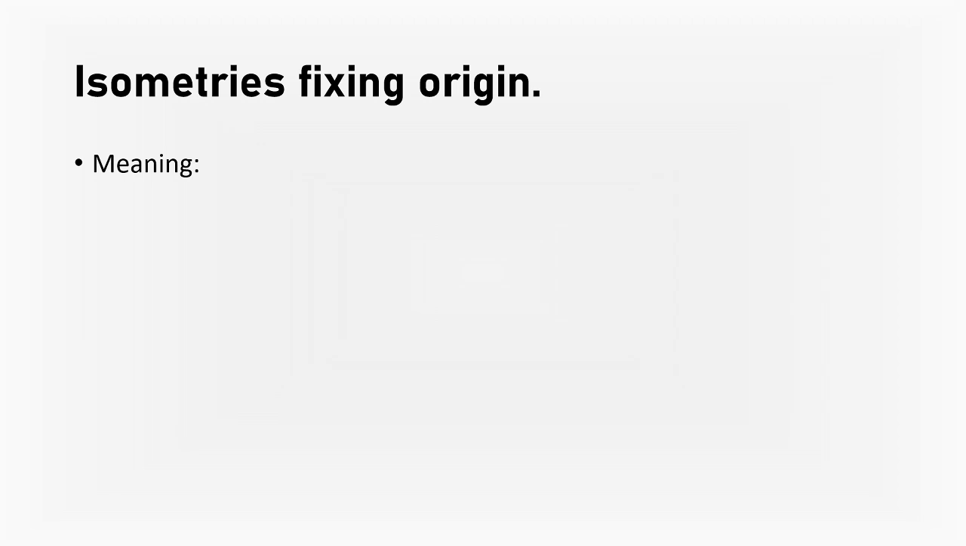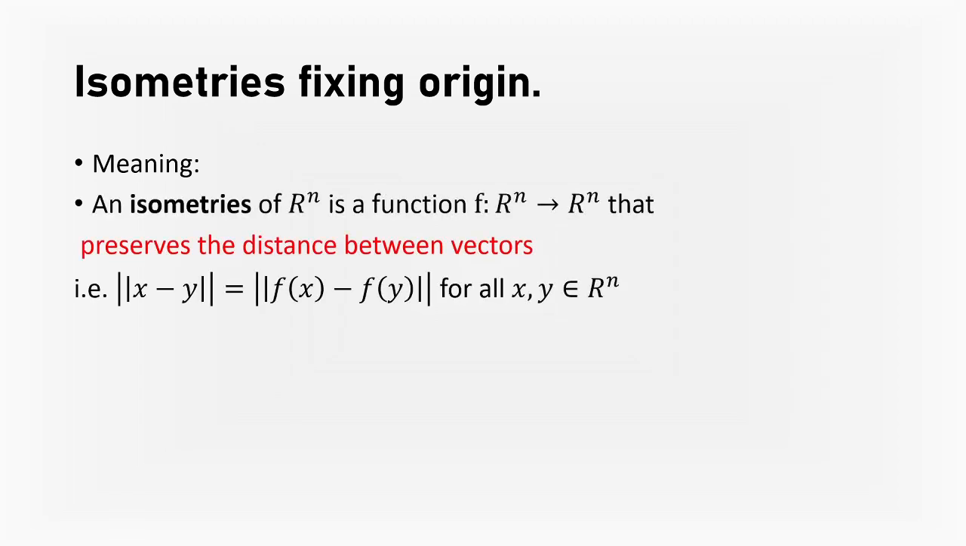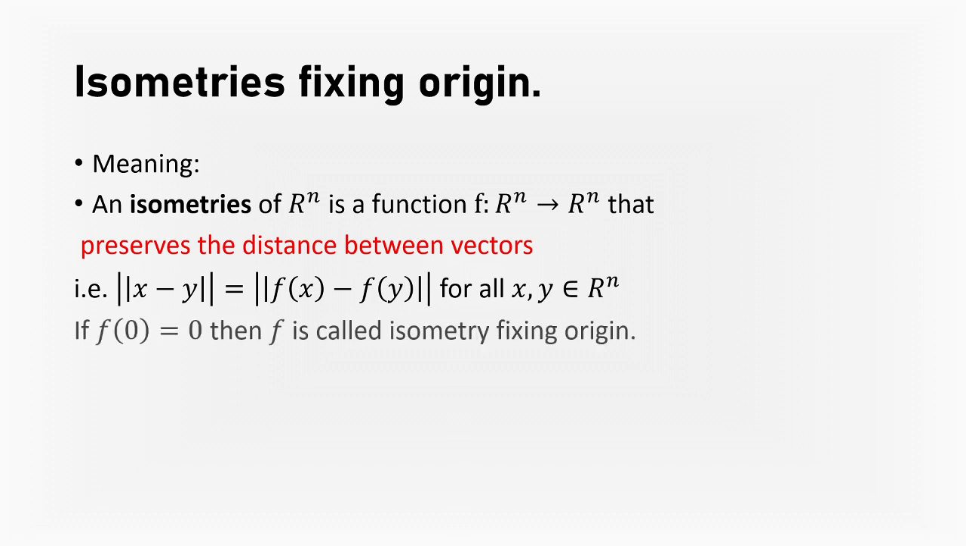Isometry means a function from Rn to Rn which preserves the distance, that means which preserves the norm. The norm of x minus y is the same as the norm of f of x minus f of y for all x and y inside Rn. But when we say isometry fixing origin, that means it will preserve the origin as well. That means this is a map which sends 0 to 0.